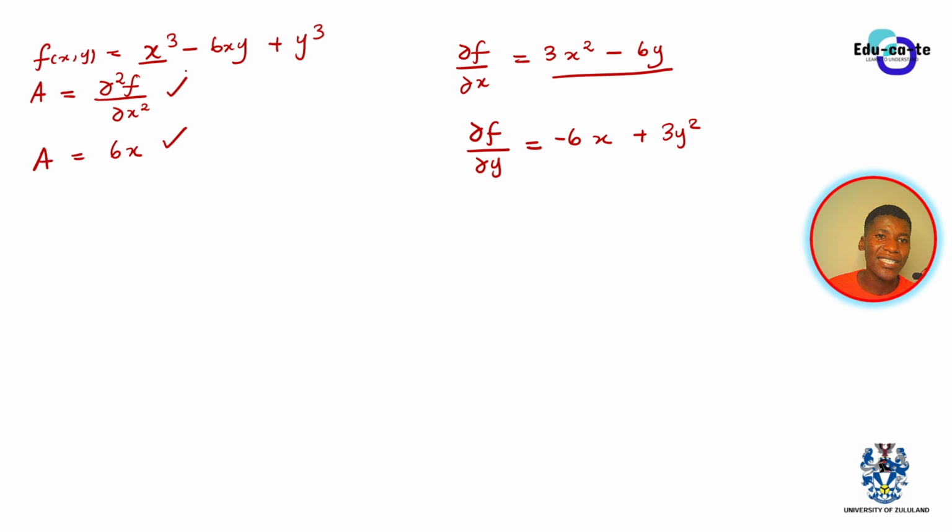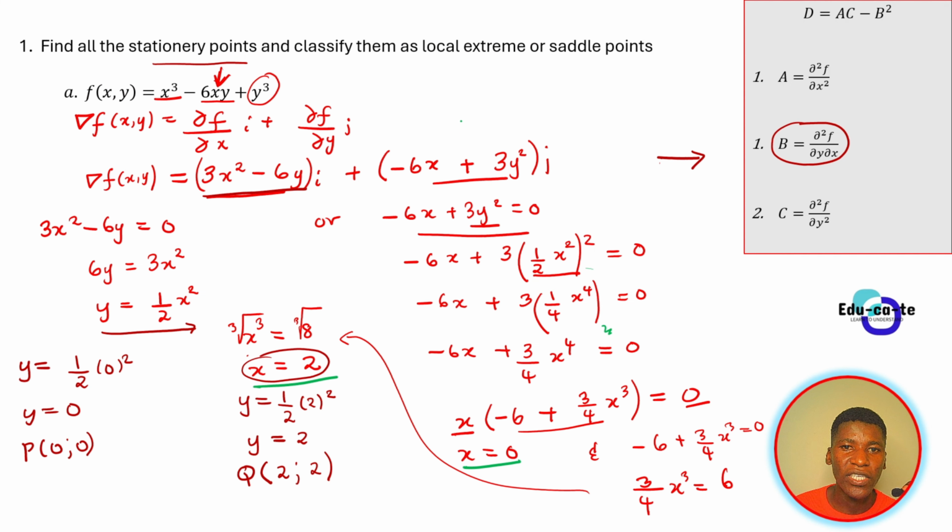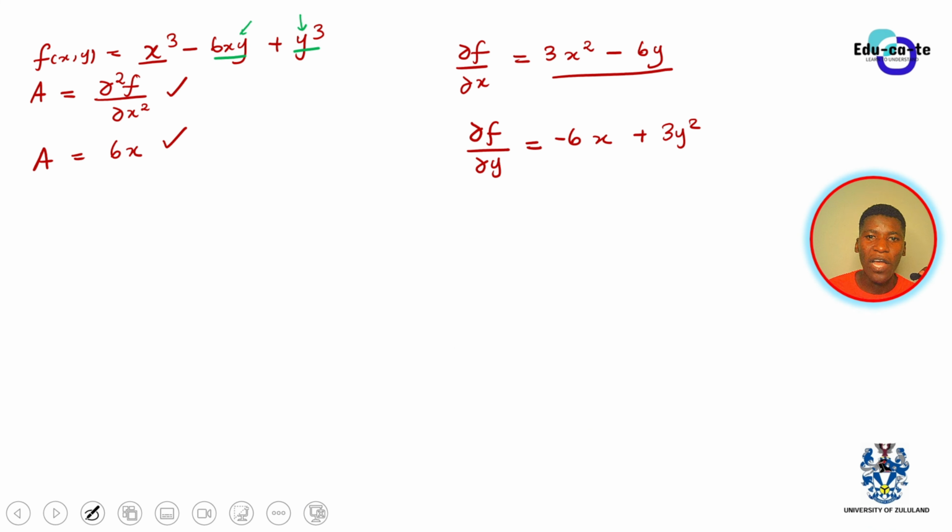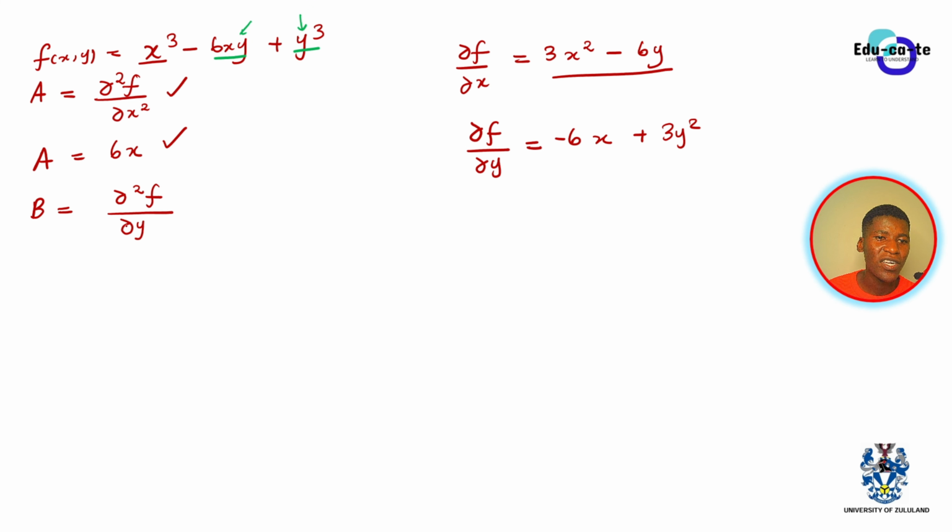So this is the partial derivative with respect to y. Basically, you found the partial derivative with respect to y by just differentiating these two terms individually. You got negative 6x plus 3y squared, which is what we got here. Now, to find the value of b, b is equal to the second partial derivative of f, but now you are going to find the one of y, but in terms of x.